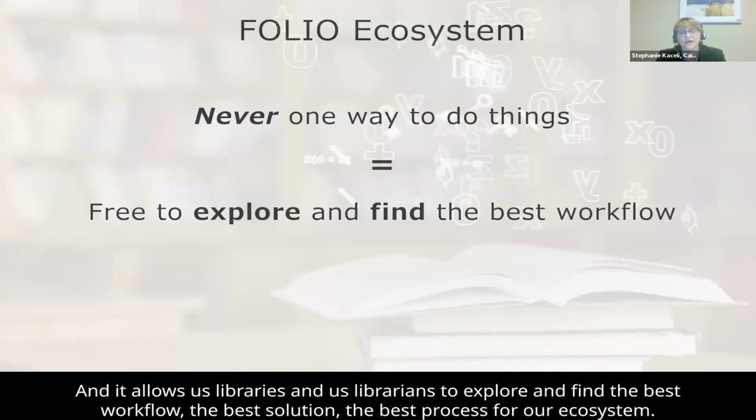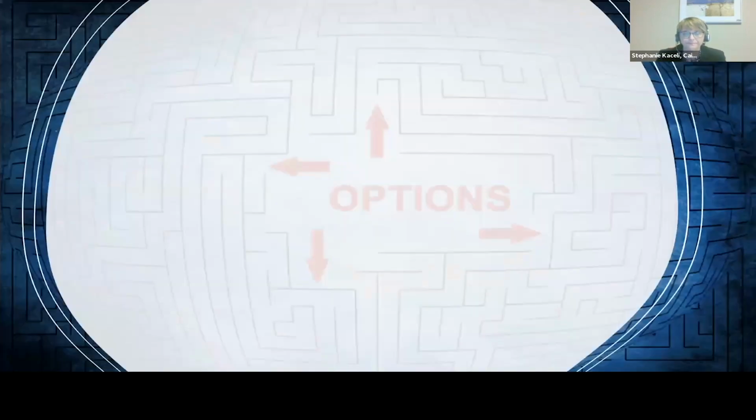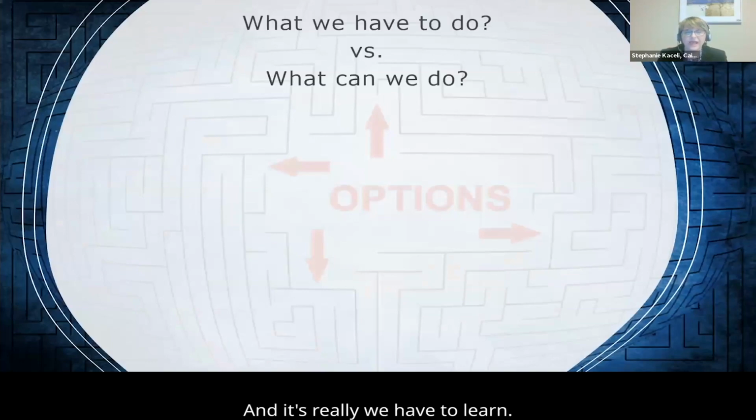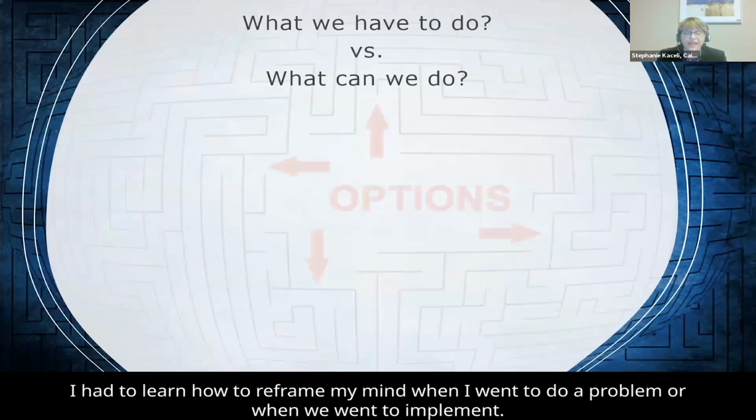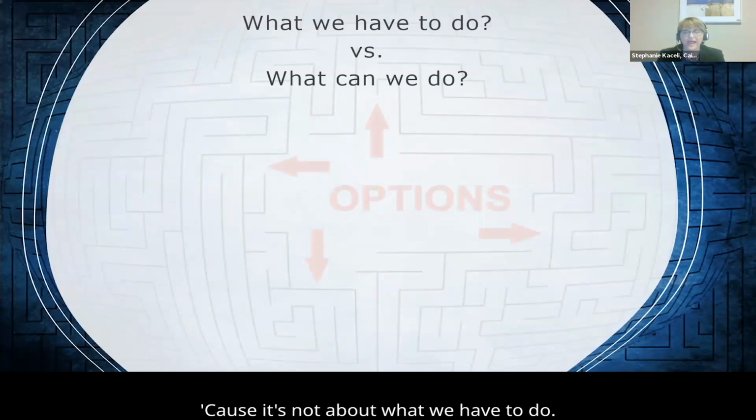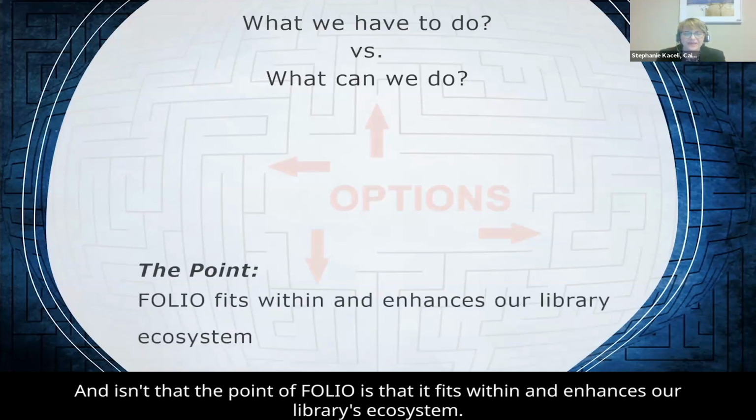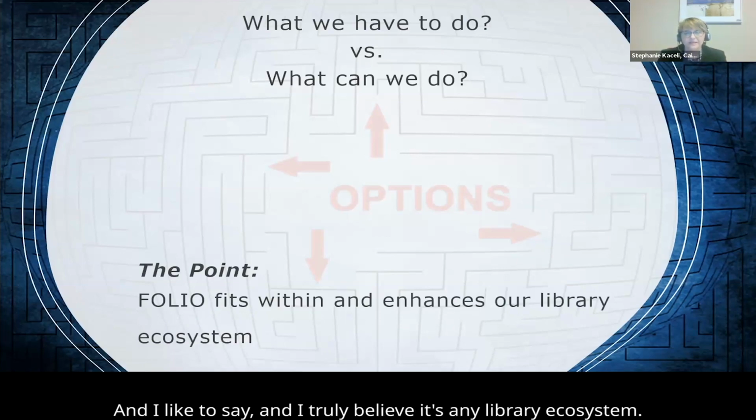And it allows us libraries and us librarians to explore and find the best workflow, the best solution, the best process for our ecosystem. And options galore. And it's really, I had to learn how to reframe my mind when we went to implement, because it's not about what we have to do, it's what can we do. And isn't that the point of Folio, that it fits within and enhances our library's ecosystem? And I like to say, and I truly believe, it's any library ecosystem.